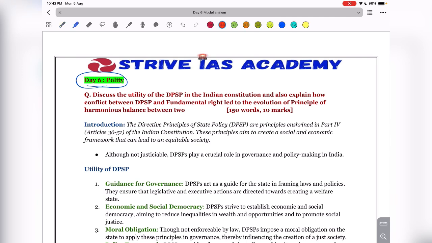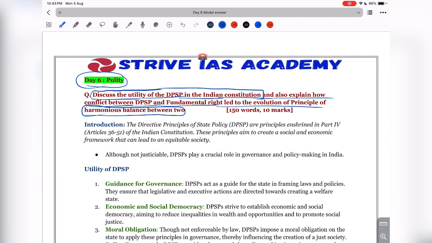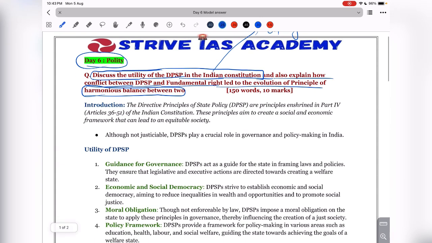The question is: discuss the utility of DPSP in the Indian Constitution and also explain how the conflict between DPSP and fundamental rights led to the evolution of the principle of harmonious balance between the two. First, you need to understand the core demand of the question. So what is the core demand? The question is asking to discuss the utility of DPSP in the Indian Constitution. So first you need to explain the utility of DPSP, and in the second part of your answer you need to explain how the conflict between DPSP and fundamental rights led to the evolution of the principle of harmonious balance between the two.